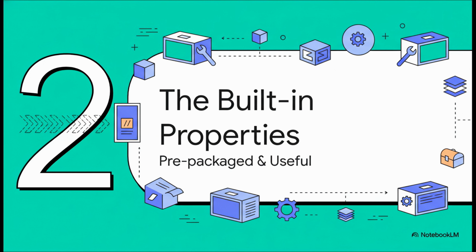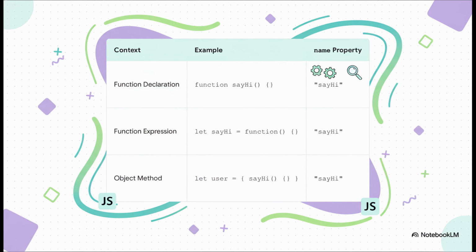So since functions are objects, it gets even more interesting. They come pre-packaged with their own set of super useful built-in properties that we can access right away. First up, we have the name property. And what's so cool about this is how smart JavaScript is. It doesn't matter if you're writing a classic function declaration or an anonymous function that you assign to a variable or even a method inside an object. The JavaScript engine is smart enough to figure out the function's name just from the context.